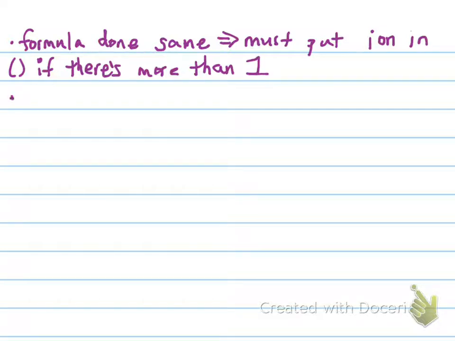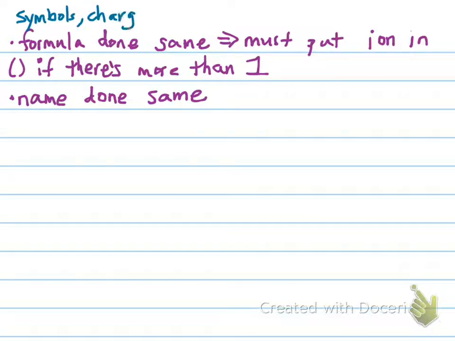And in terms of naming them, our name is done the same. We're going to combine the name of the cation and the anion. Okay, so when we say formula is done the same, we're talking about symbols, charges, crisscross, okay, lowest whole number ratio.